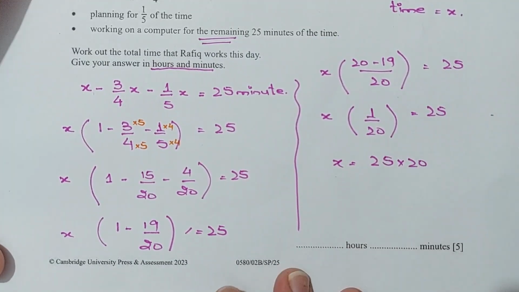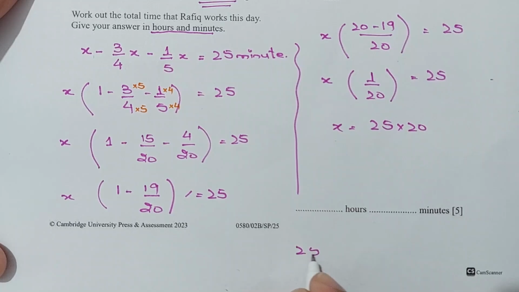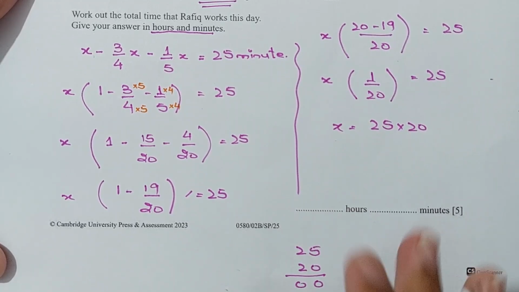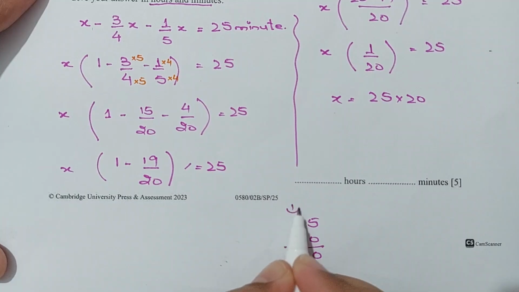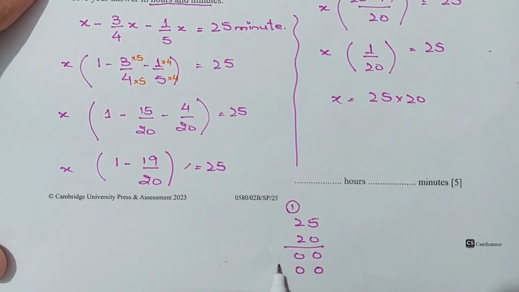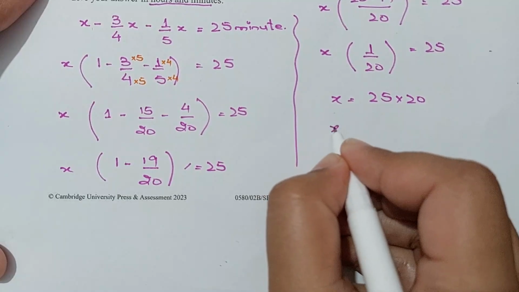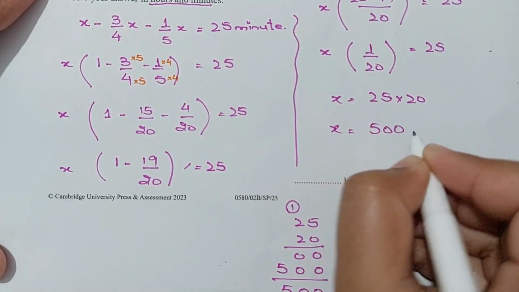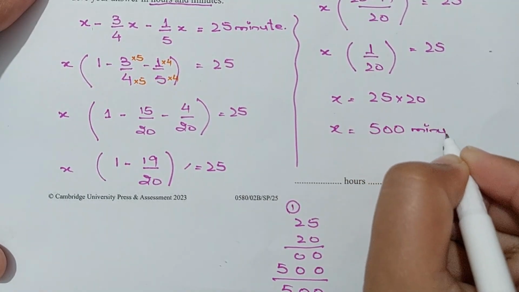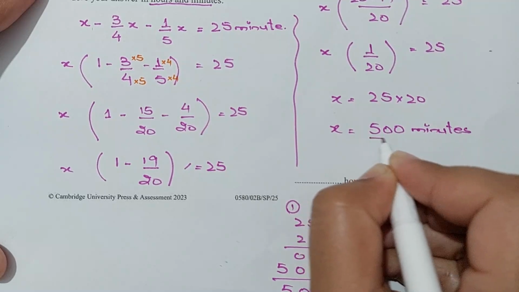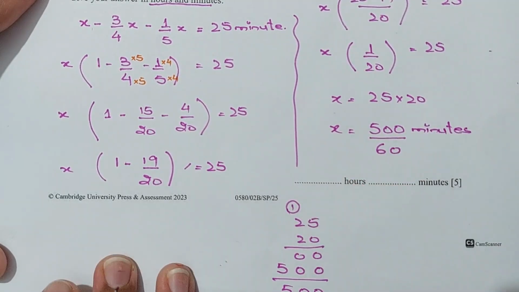Let me do 25 times 20. First the 0 times table, and then 2 times 5 is 10, 2 times 2 is 4, and 5, so this would be equal to 500 minutes. X is equal to 500 minutes, but we have to find the answer in terms of minutes and hours. So divide it by 60.